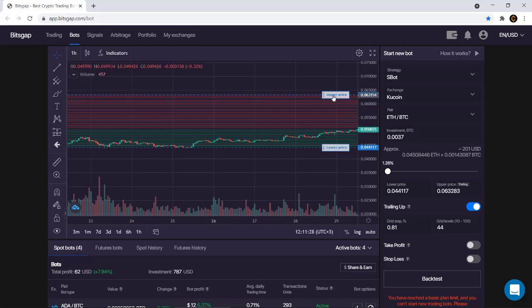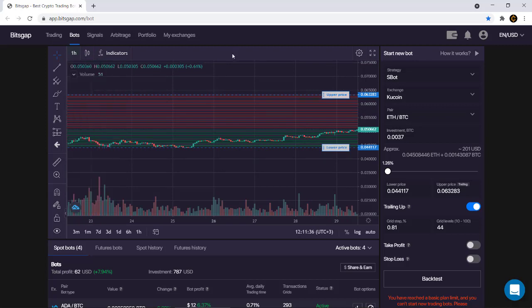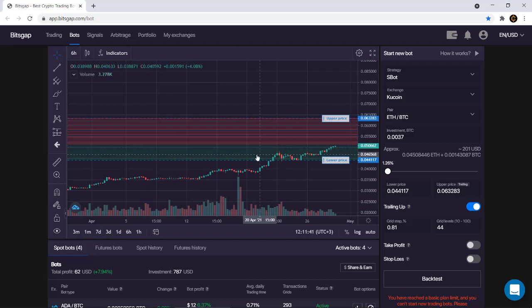So we'll have the upper price over here. Let's just take a look at the past month to see what the value's been. Okay, the value of Ethereum was lower. Okay, so fine. And we see the general trend is that the value of Ethereum is going up. So this seems to be good settings for the range of the grid bot.